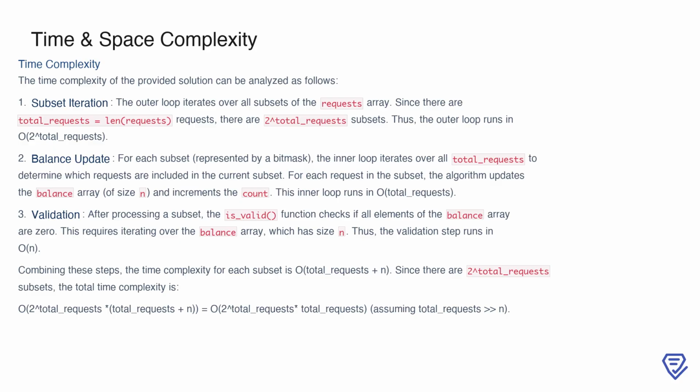Combining these steps, the time complexity for processing one subset becomes O(total_requests + n). Multiplying this by the number of subsets, 2^total_requests, gives us a total time complexity of O(2^total_requests * (total_requests + n)). Assuming total_requests is much larger than n, this simplifies to O(2^total_requests * total_requests).